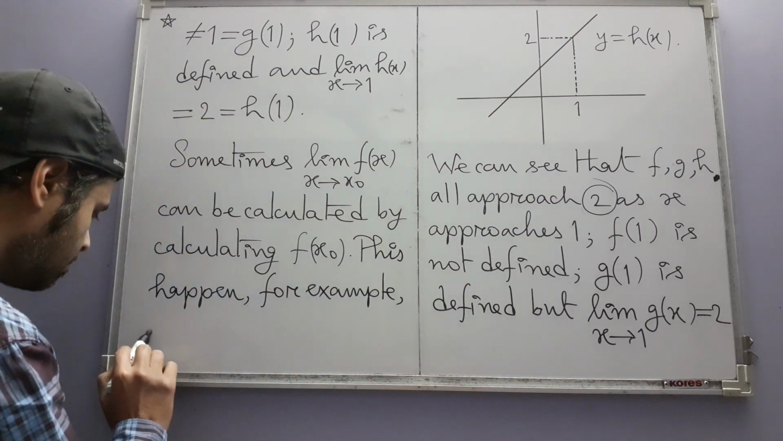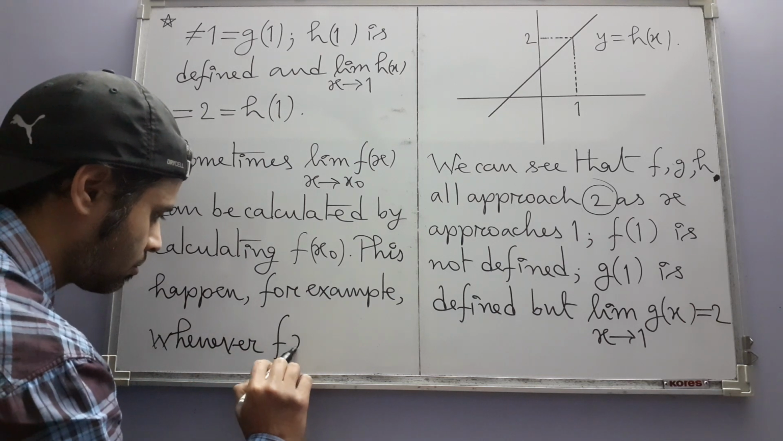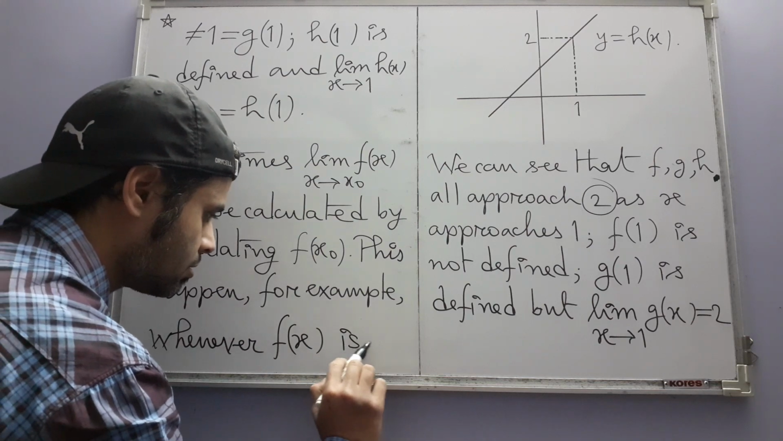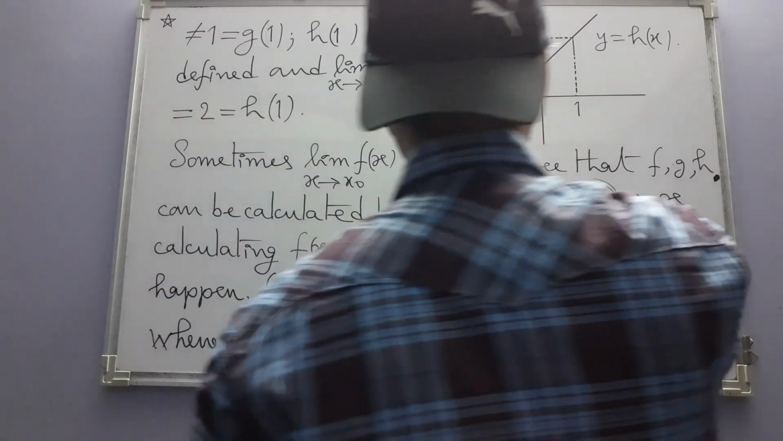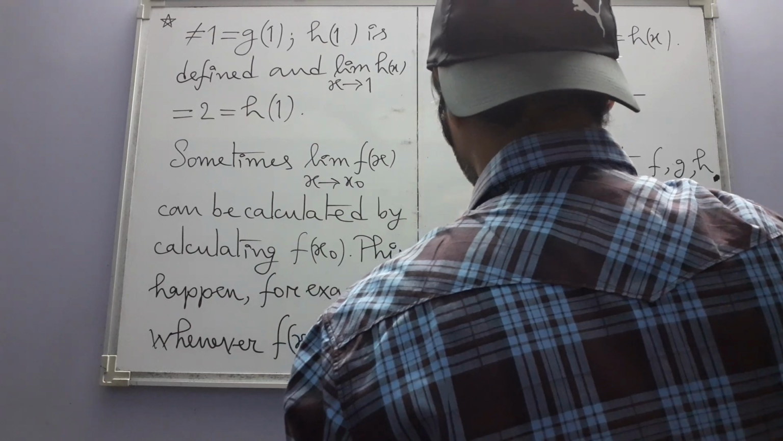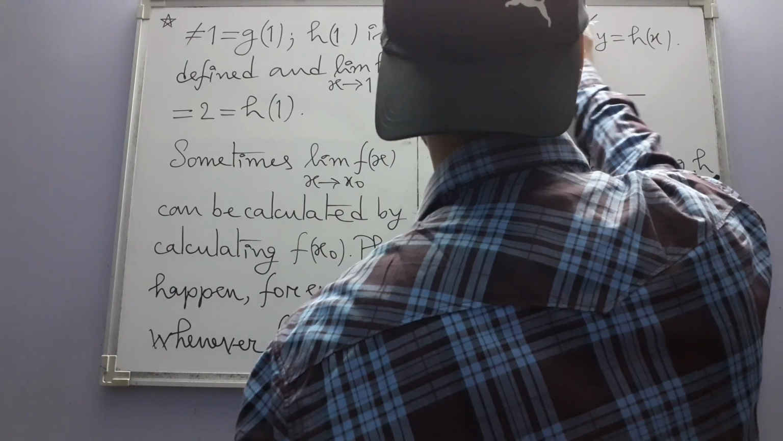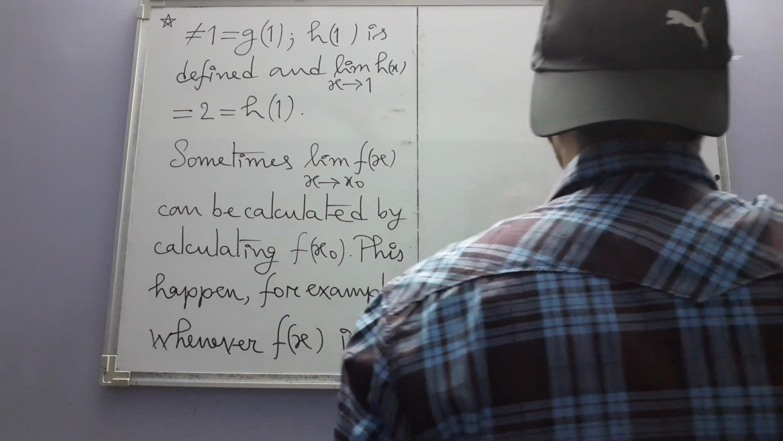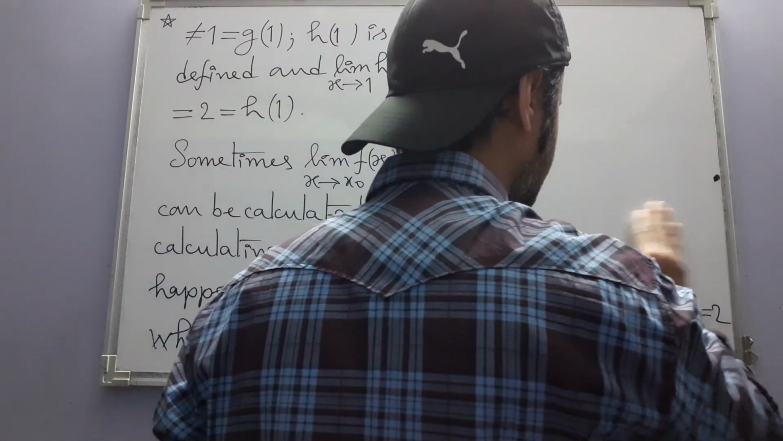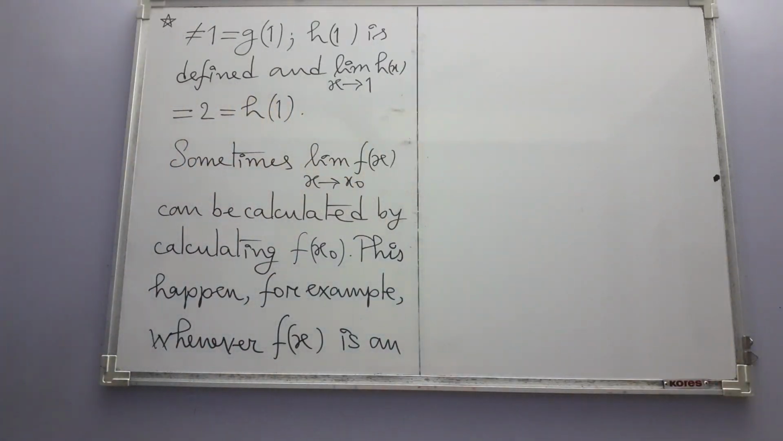This happens whenever f of x is an algebraic combination of polynomials. We already know what polynomials are, and by algebraic combination we just mean these things. Say you take the sum of two polynomials, or their difference, or their product, or their quotient. For such combinations this property is there, and so calculating limits is very easy for them.